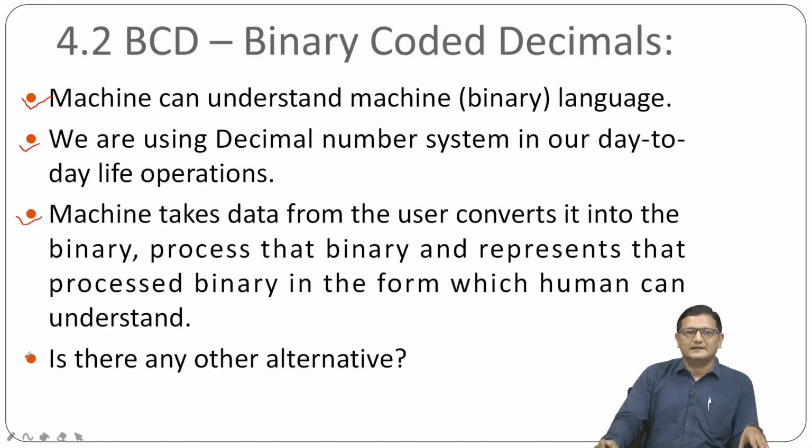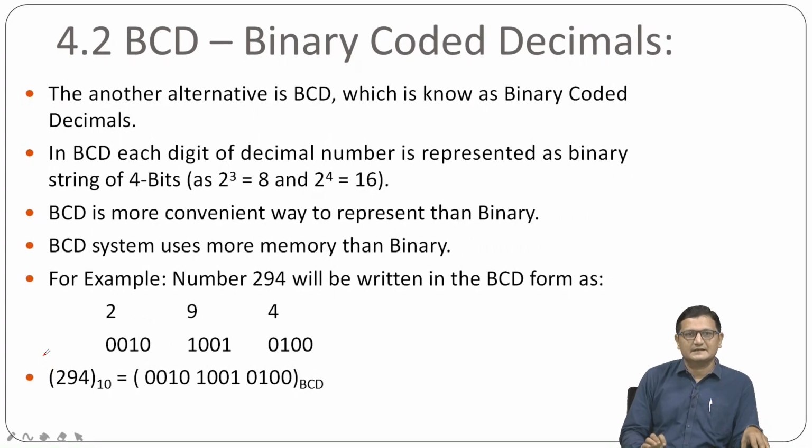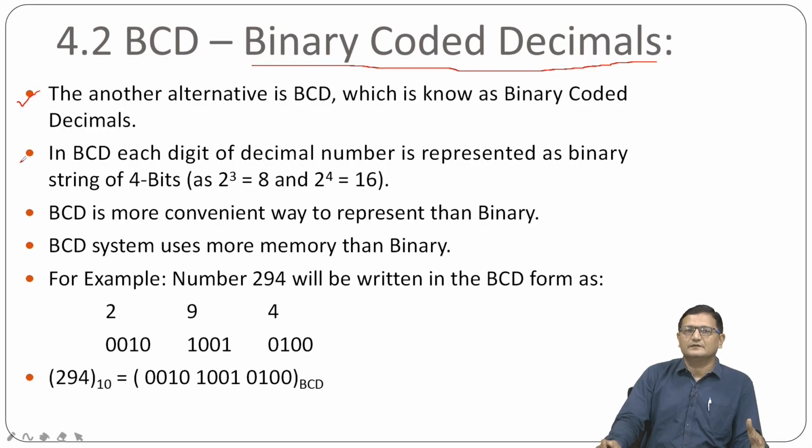So the thing is, apart from binary, is there any other method, any alternative? Obviously yes, and that is called BCD. Now what is BCD? BCD stands for binary coded decimal. Now in the case of BCD, each digit of a decimal number is separately translated into the form of binary.